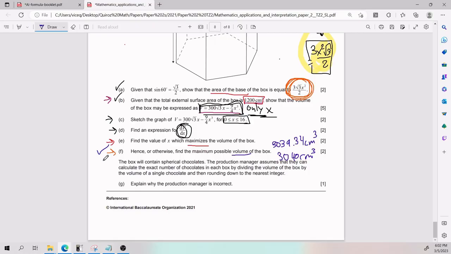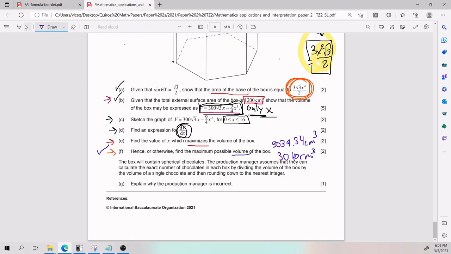Lastly, we have that the box will contain spherical chocolates, and the production manager assumes that they can calculate the exact number of chocolates in each box by dividing the volume of the box by the volume of a single chocolate and then rounding down to the nearest integer. All right, you might want to read that twice. But the point is, this is one of those questions that you can answer theoretically or with words. So what are a couple things that our manager is doing wrong?